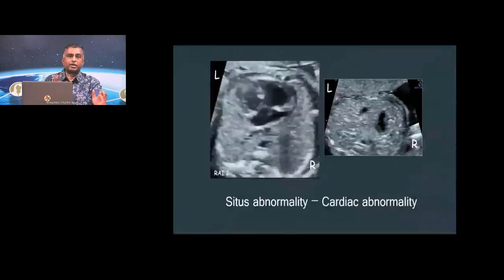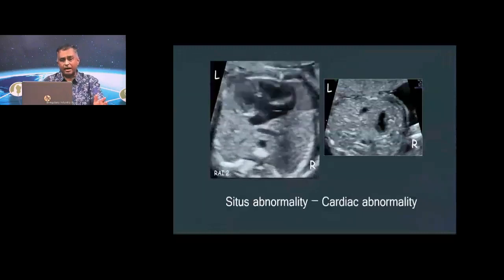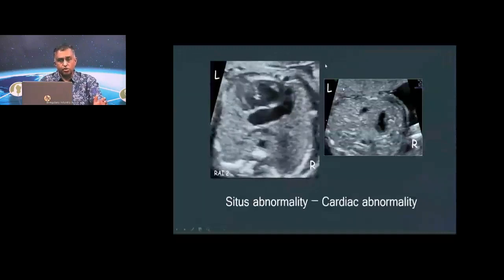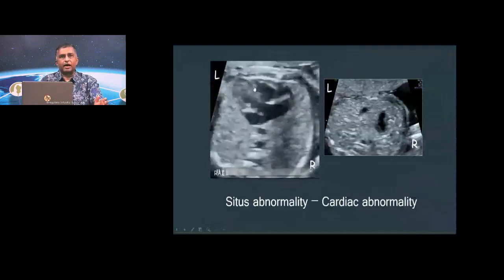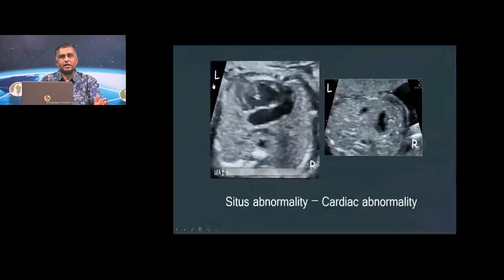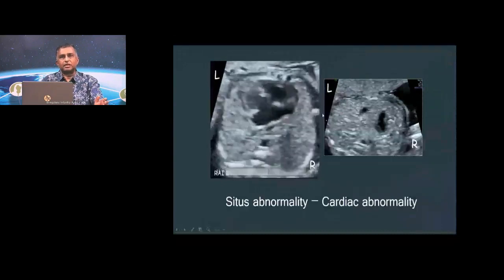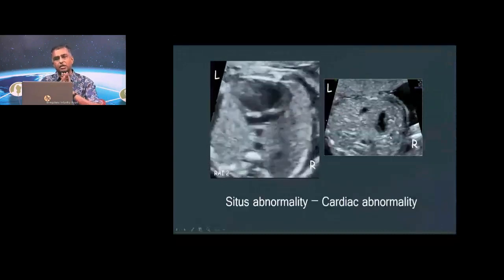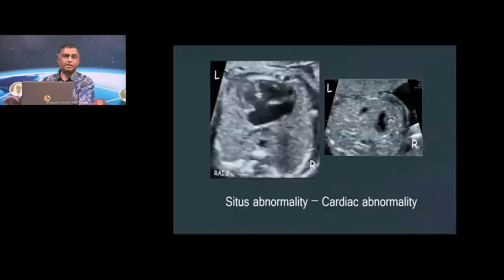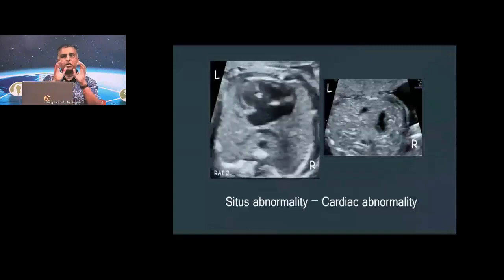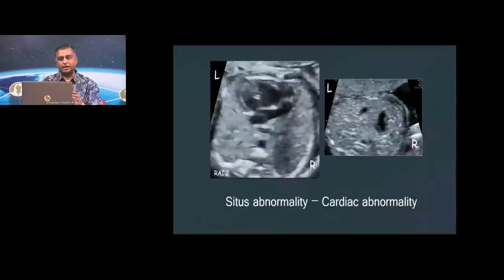You might find a thoracic abnormality, you might find a cardiac abnormality, and true enough, when you get into the four-chamber view, the apex of the heart is now to the left side. So the apex is left, the stomach to the right, and therefore this is classical situs ambiguous. It's neither situs solitus, nor situs inversus totalis, which leaves you in the situs ambiguous category.